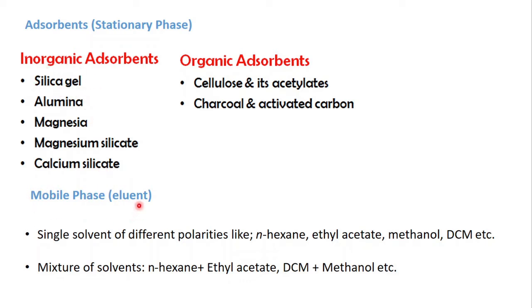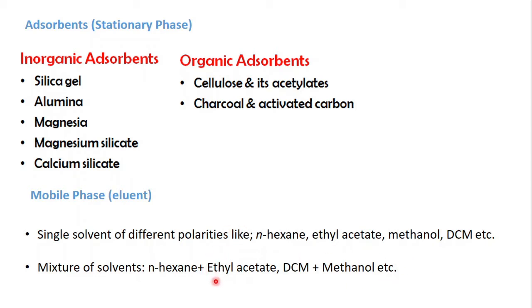And mobile phase is nothing but eluent. So you must have seen it in the discussion of paper chromatography. The eluent may be a single solvent like n-hexane or ethyl acetate, or it can be a mixture. So based on your requirement, whether you want to run in a single solvent or in different solvents, or a mixture of solvents like n-hexane plus ethyl acetate, DCM plus methanol. This is why a mixture of solvents is used: to change the polarity.